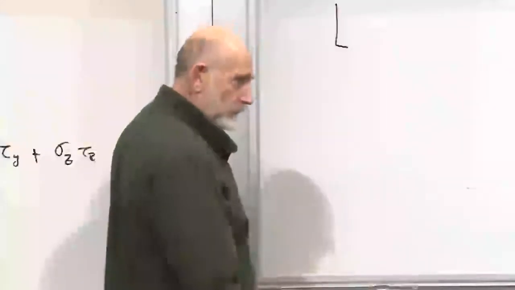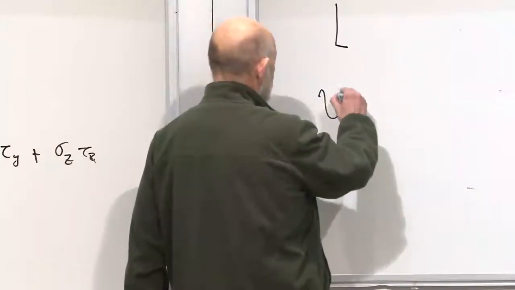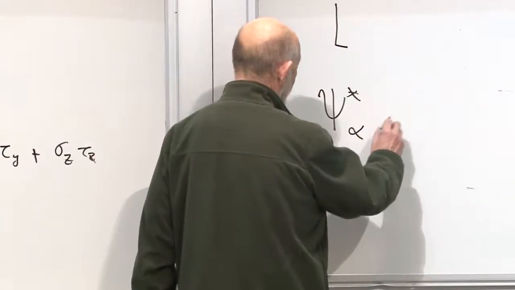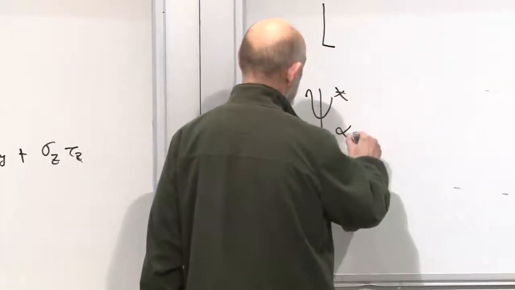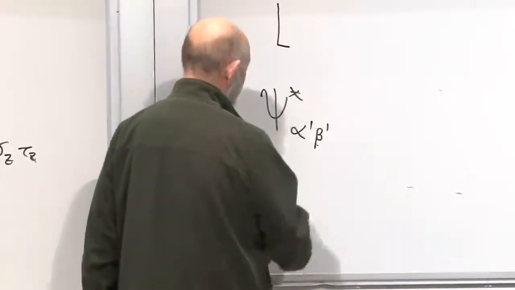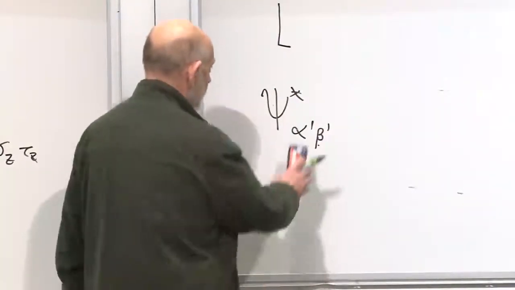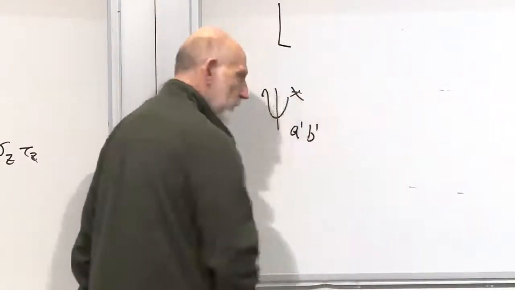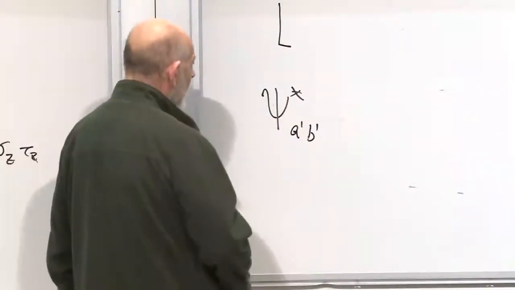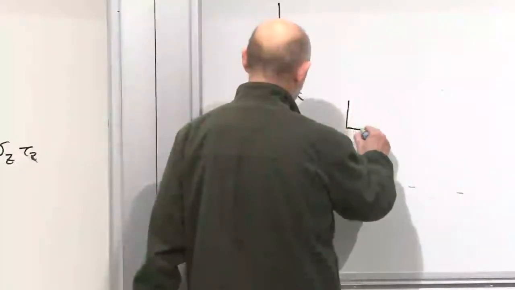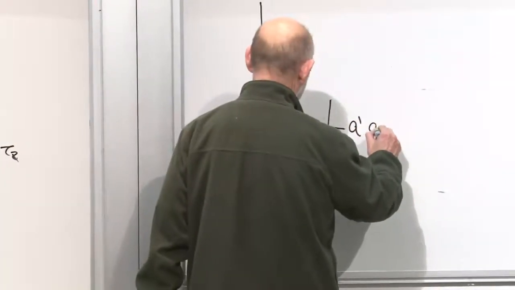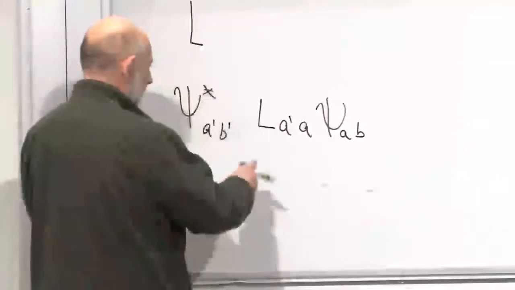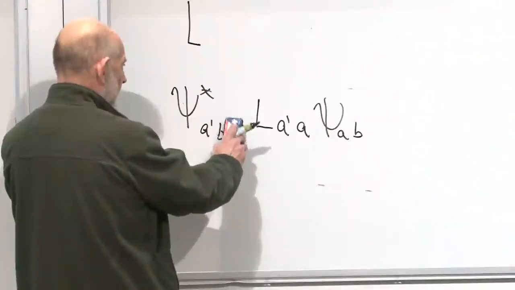So we had a formula up before, and I'm going to rewrite it. Expectation value of L is psi star of alpha, let's see, what was it? Alpha prime, beta prime, or A prime, B prime. This is the combined system. We're going back to the combined system now. L A prime A psi A B, but we set B equal to B prime.